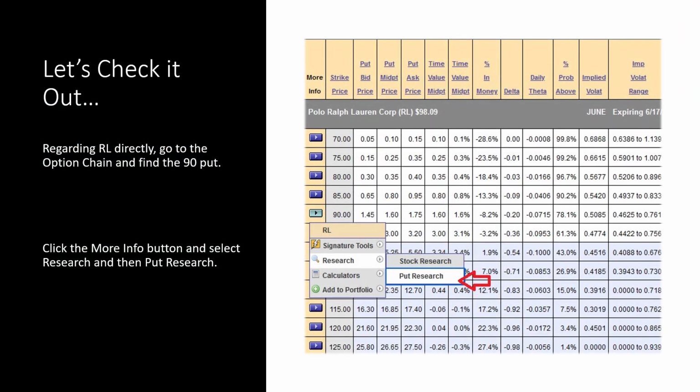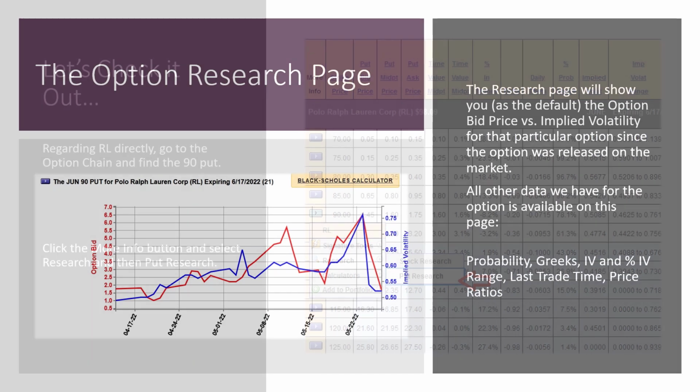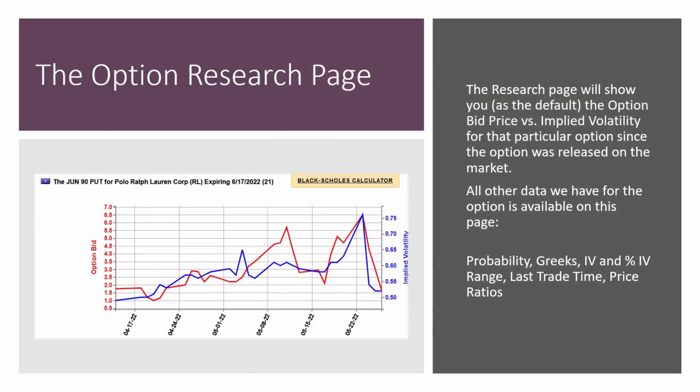But for Scott, let's check it out. Regarding the position directly, you can go to the option chain once you've identified the option you're interested in trading. Click the More Information button, select Research, and then the Put Research. This will take you to the option research page. You'd see a similar page, of course, if you clicked Call Research in this case.